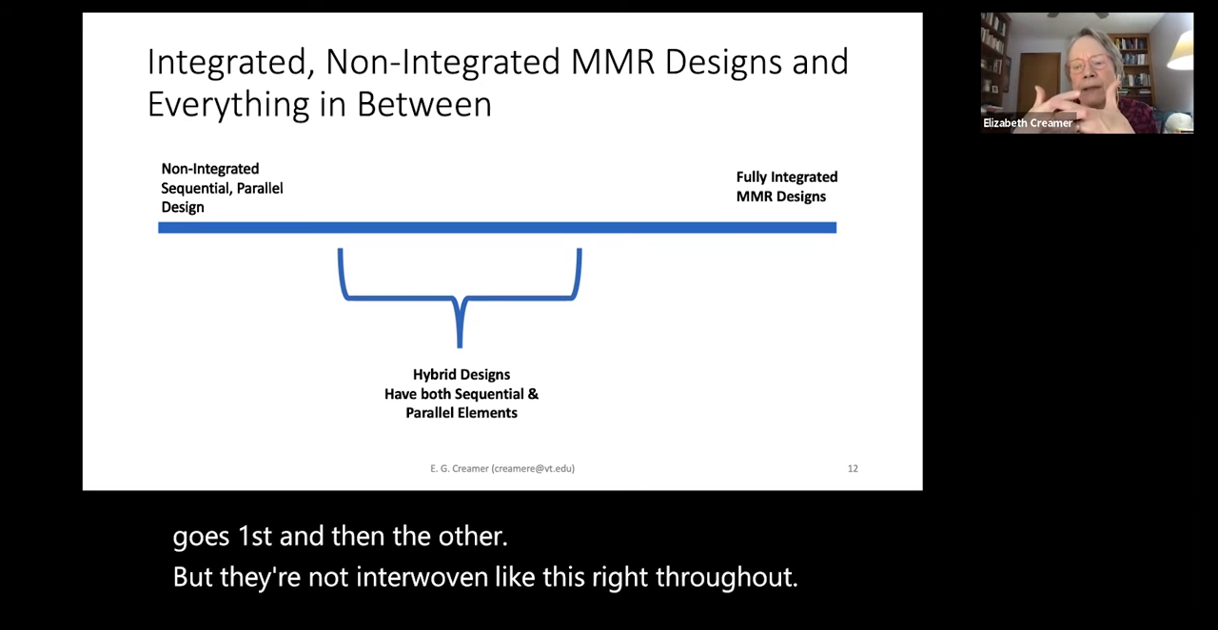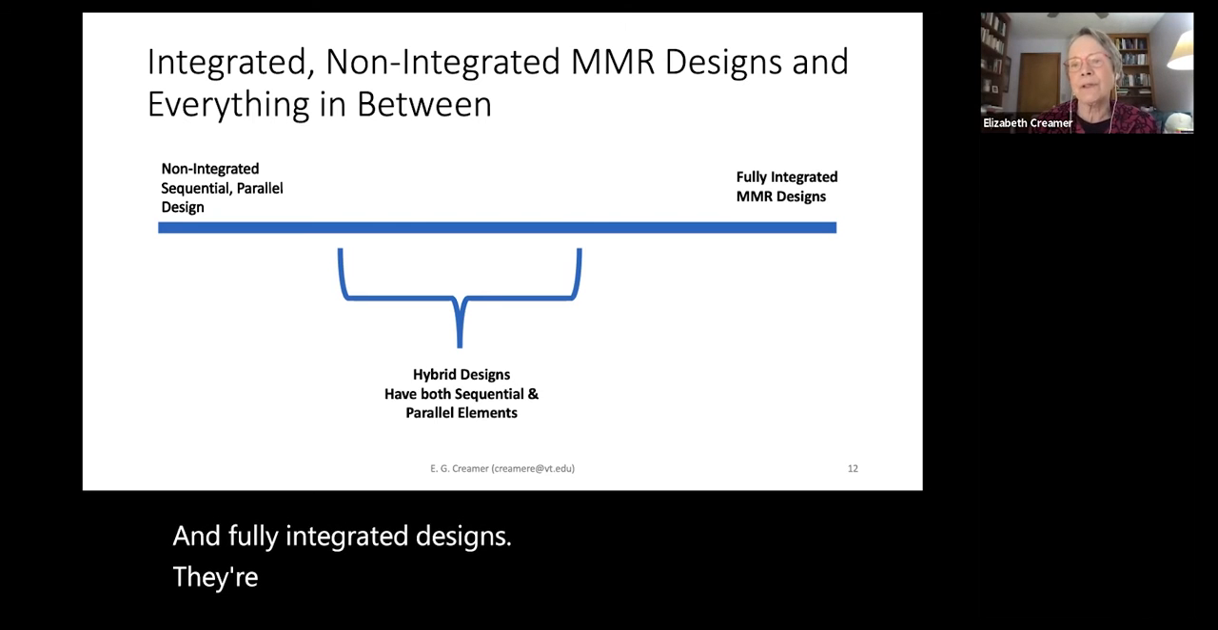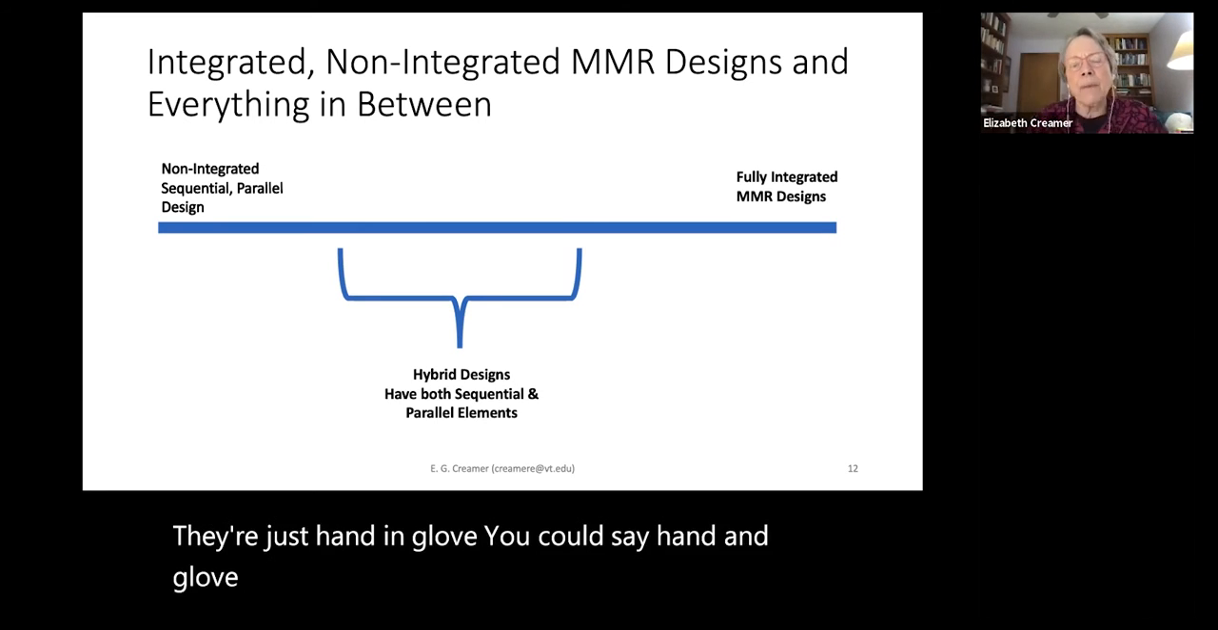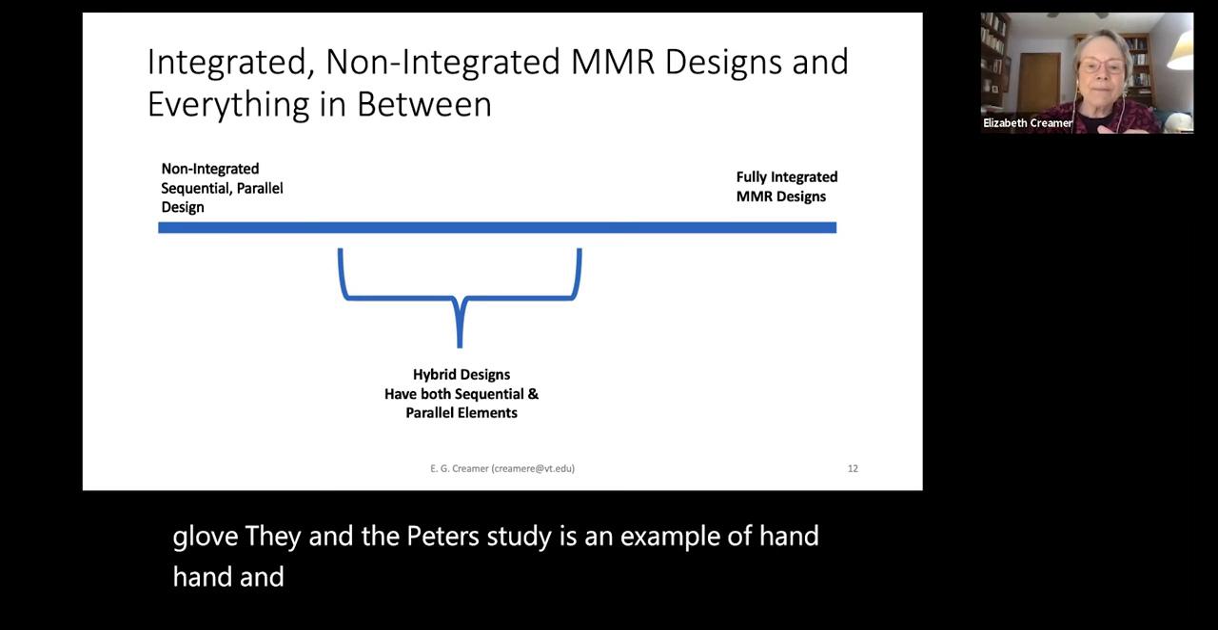And fully integrated designs, they're just hand in glove, you could say. The Peters study is an example of hand in glove. There's something in between called a hybrid design.